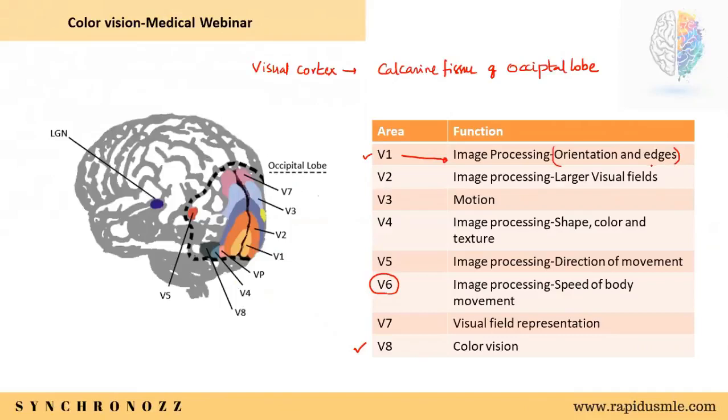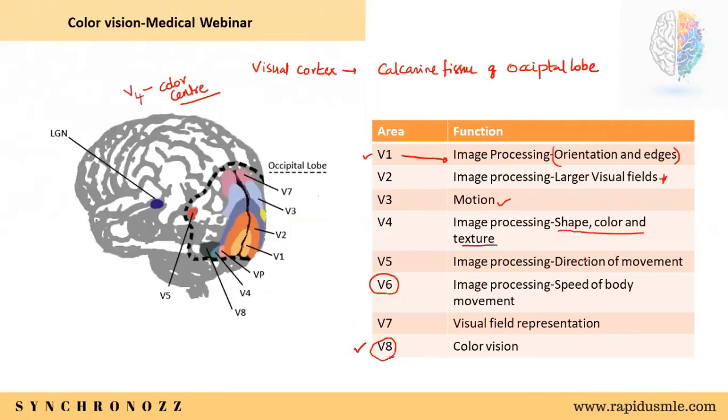When it comes to area V2, image processing is done on the larger visual fields, the bigger images, and V3 is concerned with the motion of the image. The visual cortex V4 is concerned with the shape, color, and texture of the image. Before V8 came into the picture, because of the researchers, V4 was believed to be the color center of the brain. So V4 is the color center of the brain.